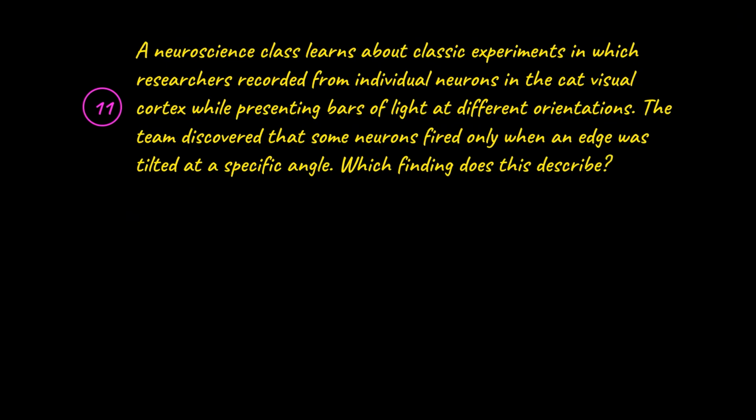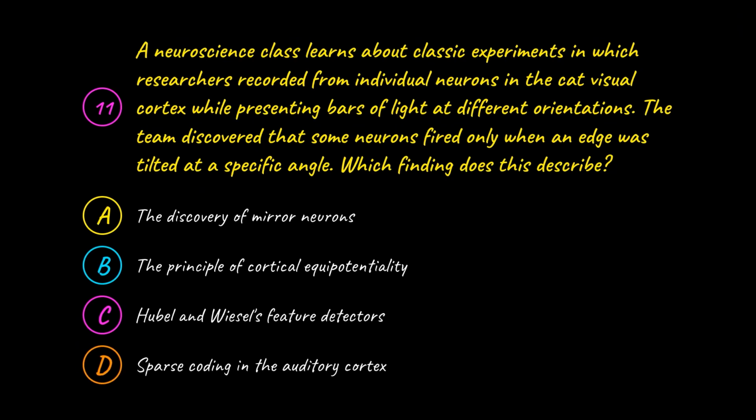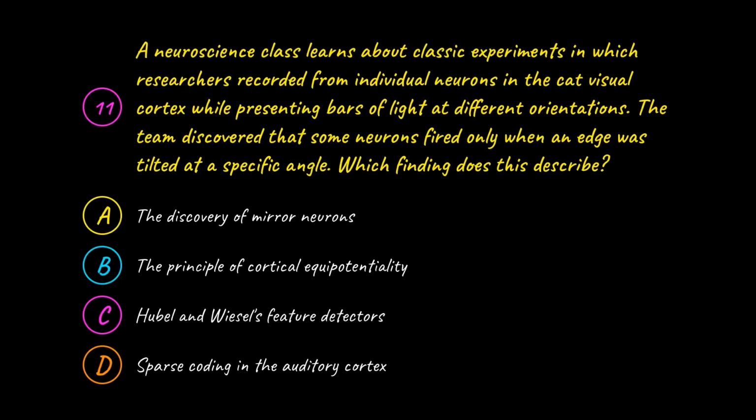Your options are A. The discovery of mirror neurons, B. The principle of cortical equipotentiality, C. Hubel and Wiesel's feature detectors, D. Sparse coding in the auditory cortex. Before I reveal it, which one do you think is right?